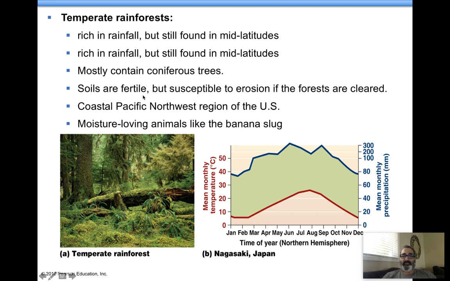So where in the U.S.? The coastal Pacific Northwest region. Banana slugs are what you're going to find there, a lot of them. By the way, take a look at this. Precipitation. It's a rainforest. It's at the top. A lot of rain. Temperatures don't go below zero. Peak in the summer.